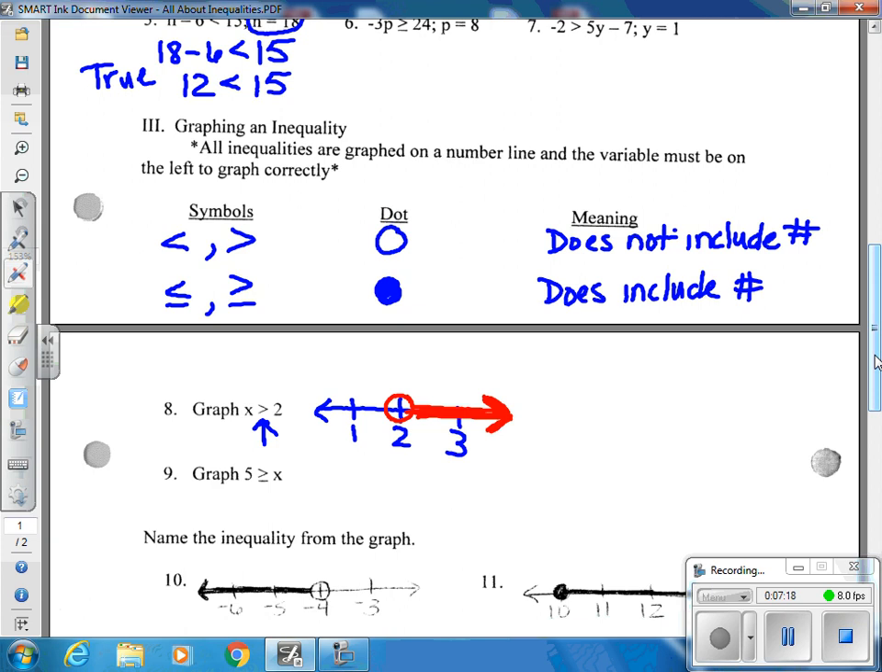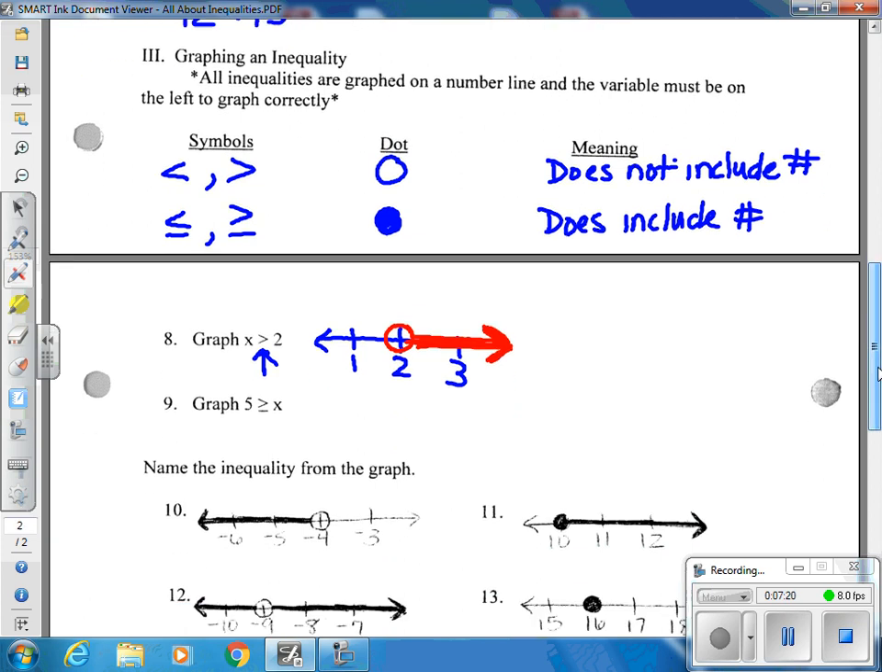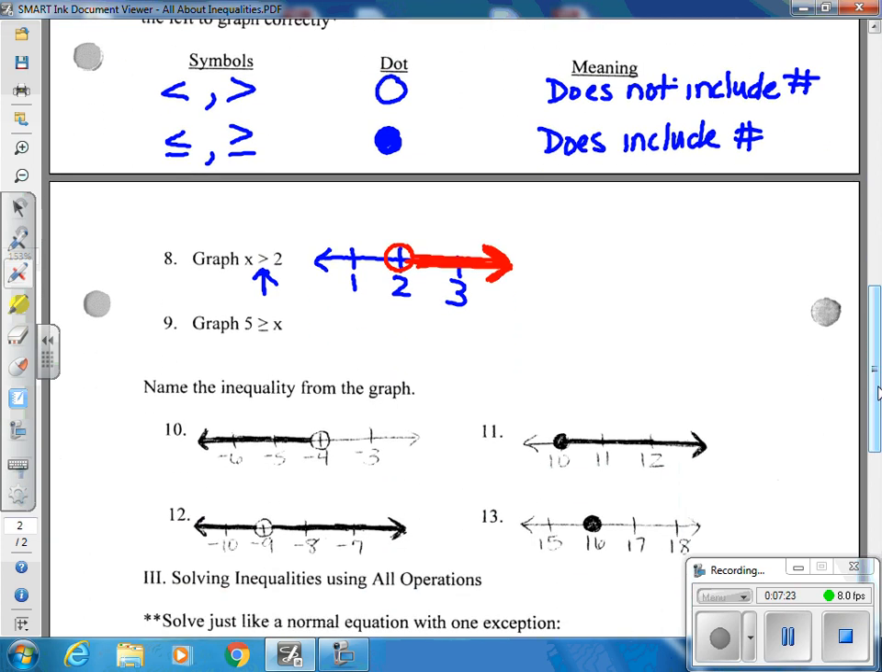When you're graphing, if your variable is on the left, like number 8 is, then the direction that your symbol is pointing, notice that my greater than symbol is pointing to the right. Well, if you look at your graph, I shaded to the right. But this trick only works if your variable is on the left.